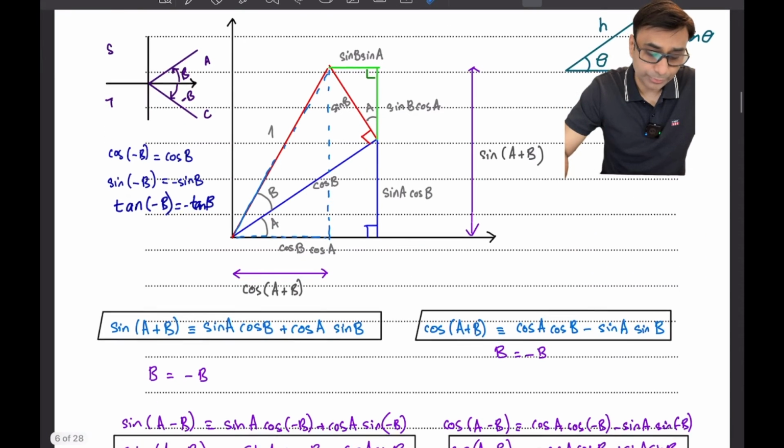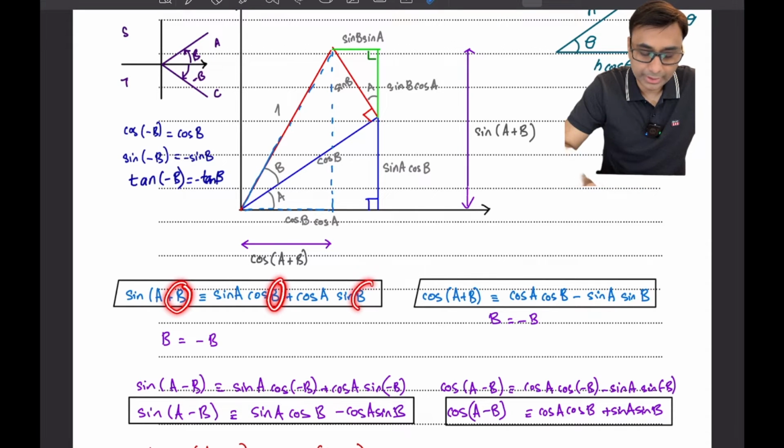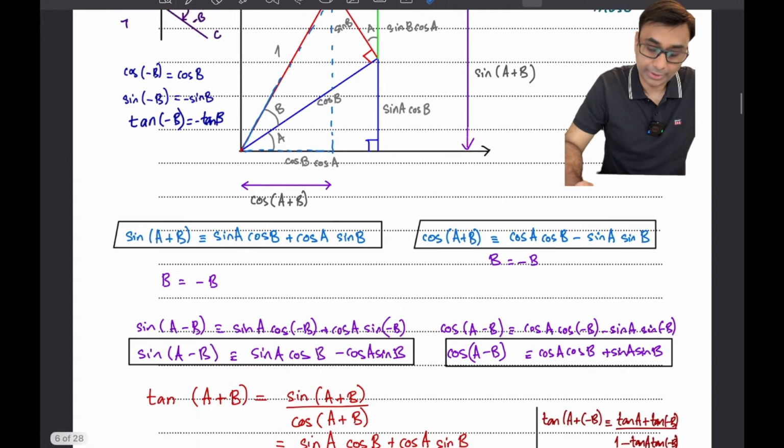So to prove the formulas for the negative signs, in these positive formulas, I'm just going to replace b by negative b. Everywhere you have a b written, you can replace that by negative b. So sine a minus b becomes sine a cos of minus b plus cos a sine of minus b. Then we recall that cos of minus b is positive, so it doesn't make any difference, but sine of minus b becomes negative, so there would be a negative sign over here. That gives me the formula for sine of a minus b.